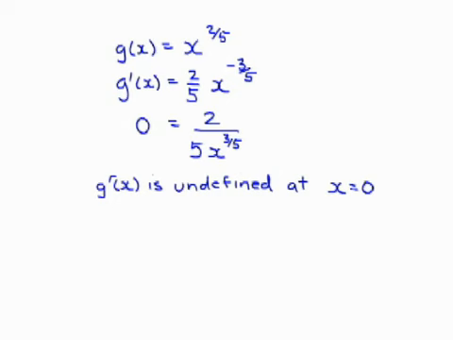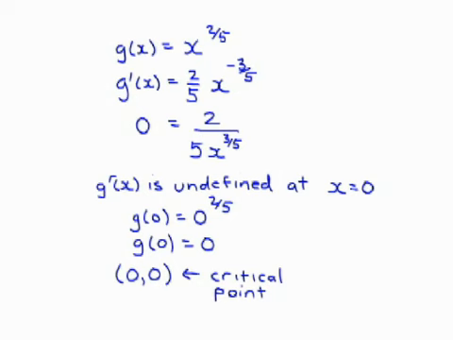I need to find my corresponding y coordinate. So I use my function g of x. g of 0 is going to be equal to 0 to the 2/5. So g of 0 is equal to 0. So I have a critical point with the coordinates 0, 0. The next thing I have to do is determine whether that represents an absolute minimum, an absolute maximum, a local minimum, or a local maximum.